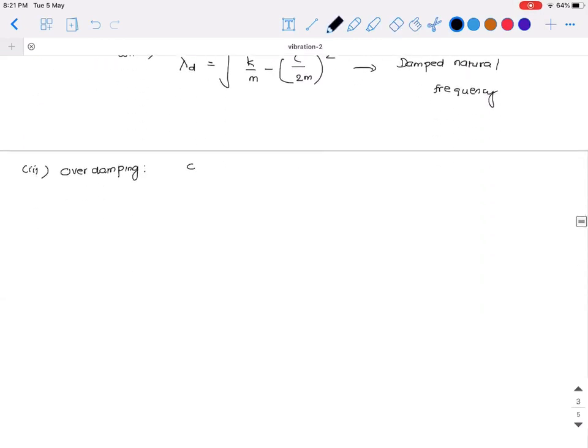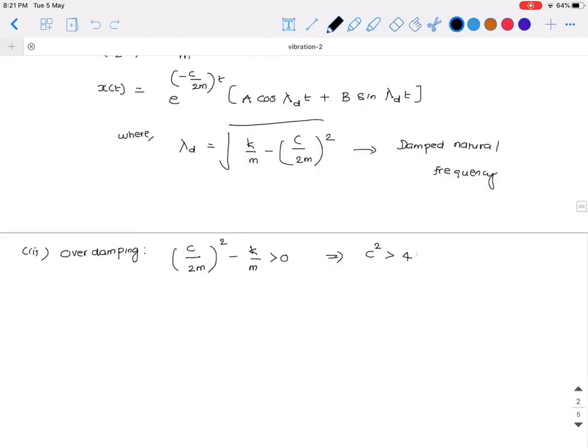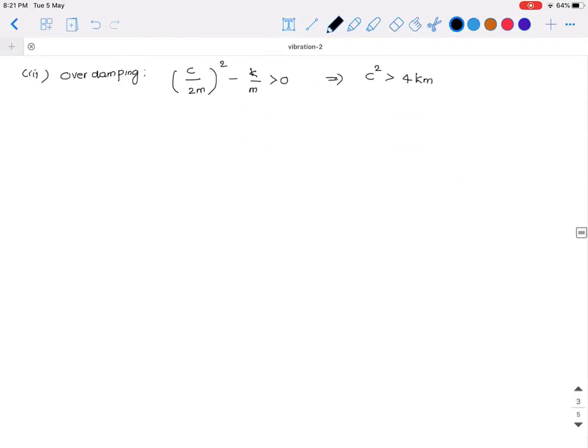So here we have (C by 2m) square minus k by m is greater than 0, which implies C square is greater than 4km. Okay, now here the exact solution is given as a e power alpha 1 t plus b e power alpha 2 t.